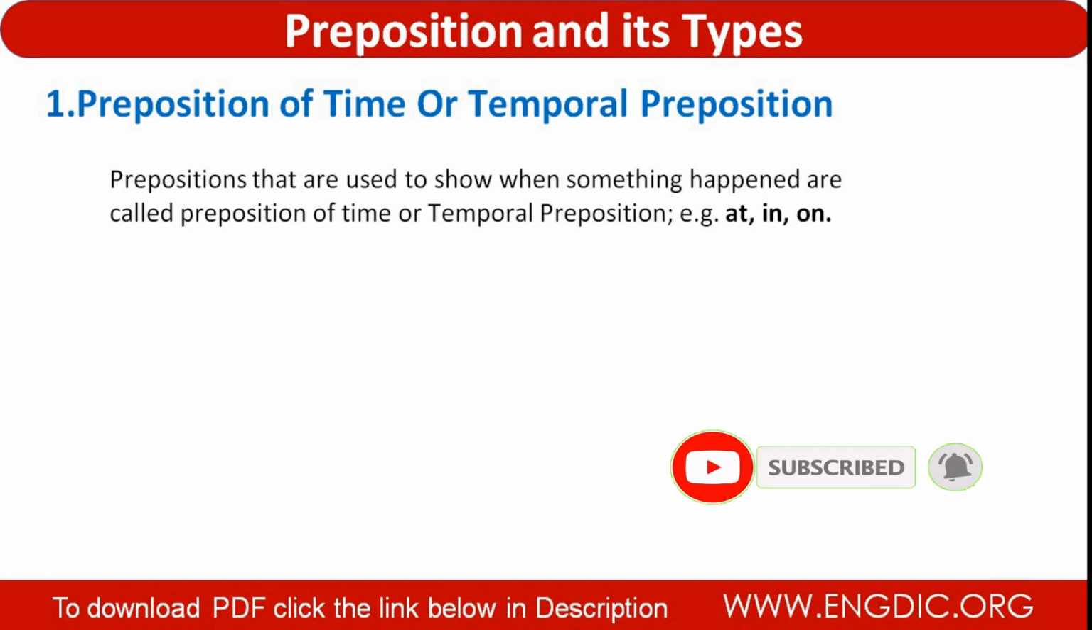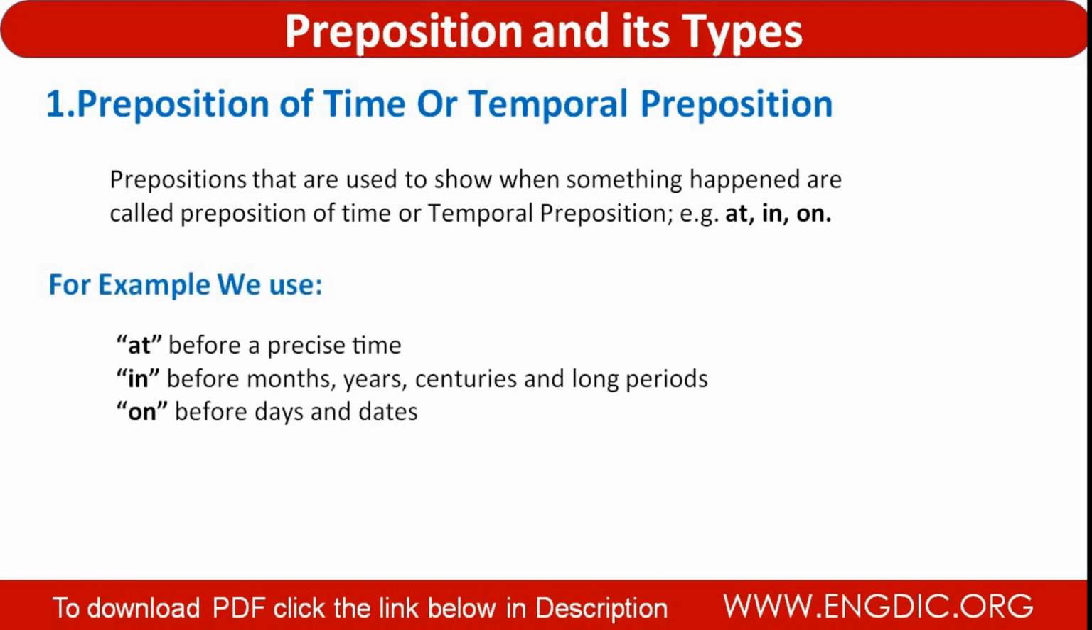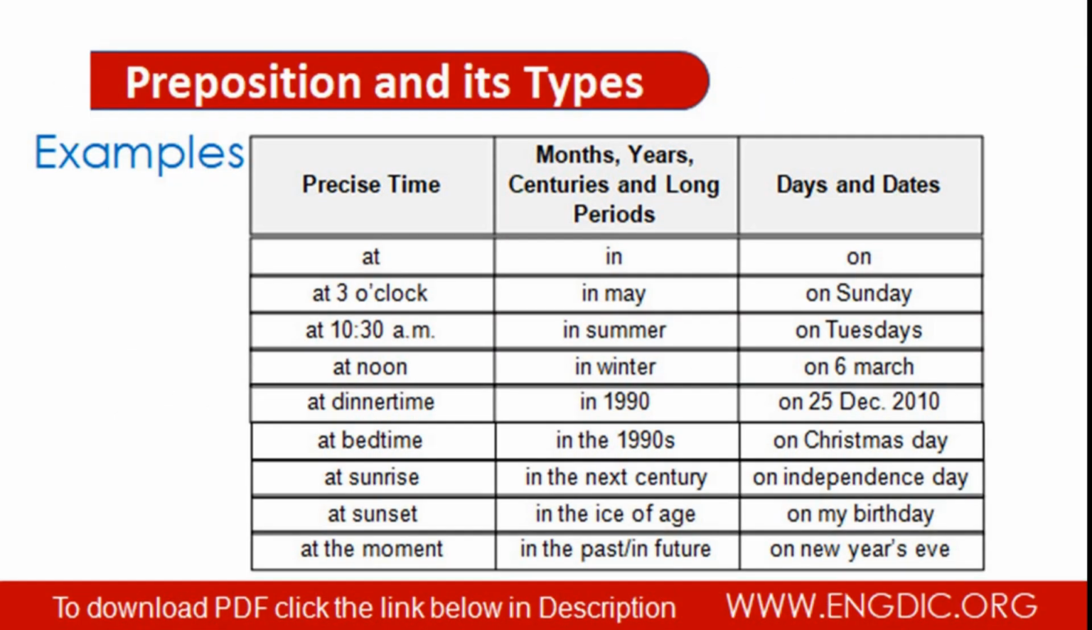Prepositions that are used to show when something happened are called prepositions of time or temporal prepositions. For example, at, in, on, etc. We use at before a precise time, in before months, years, centuries, and long periods, and on before days and dates. Here is a table elaborating the use of prepositions.